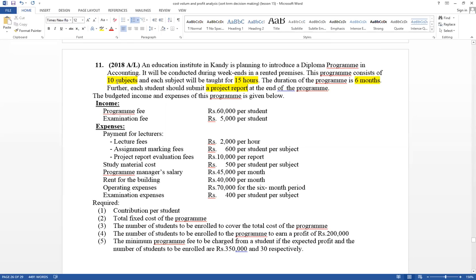10 subjects available. 15 hours should be taught for each subject. And the duration is 6 months. And each student should submit a project report. 10 subjects available, but only one project report. No need to prepare a project report for each subject. Each student should submit a project report. එක report එකක් තමයි දෙන්නේ. At the end of the program.